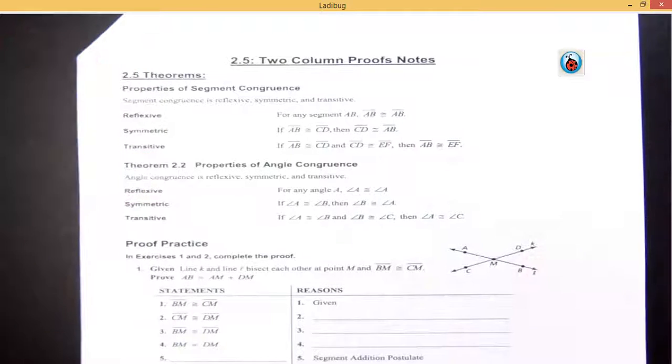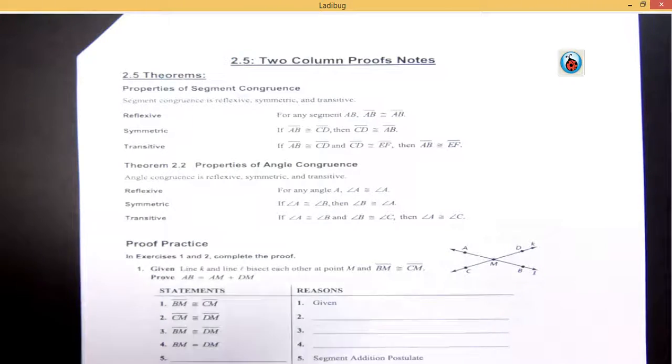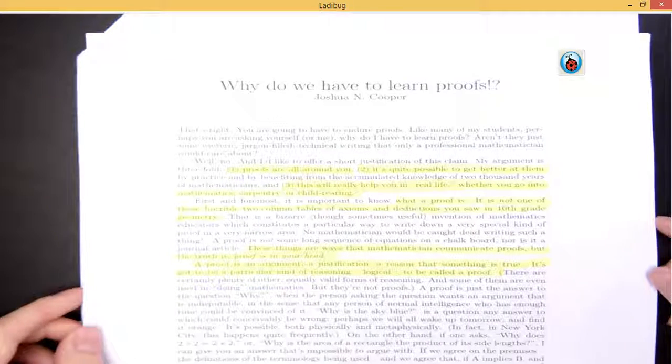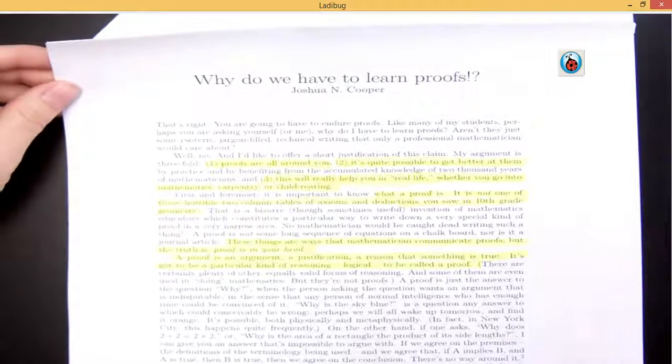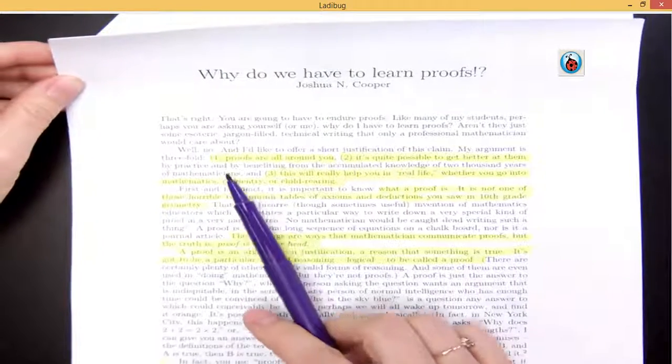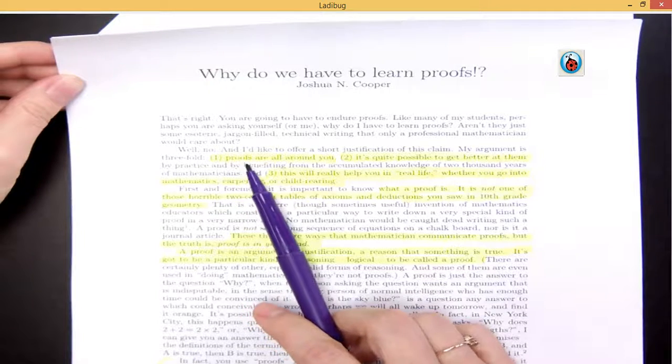So if you'd flip on over to page 7, which is today's notes day. Today we're on 2-column proofs. Before we start into these, I want to show you some reasoning for why we do our 2-column proofs. I found this paper on Google. It looks like it was written by a college professor, but he gave 3 reasons for why we do proofs.